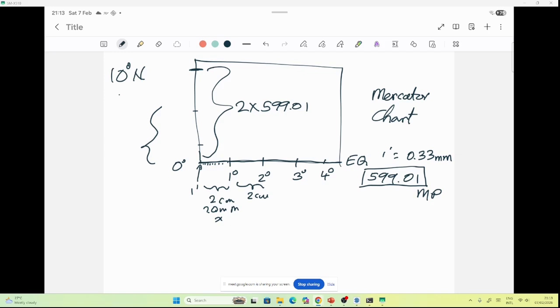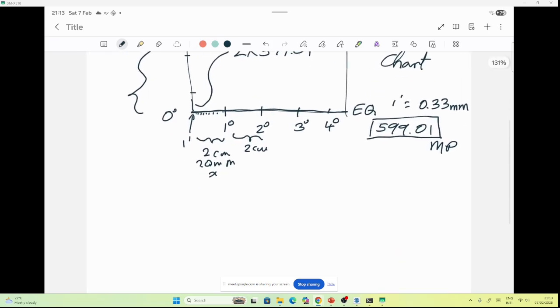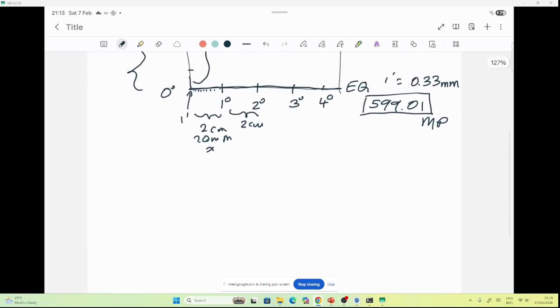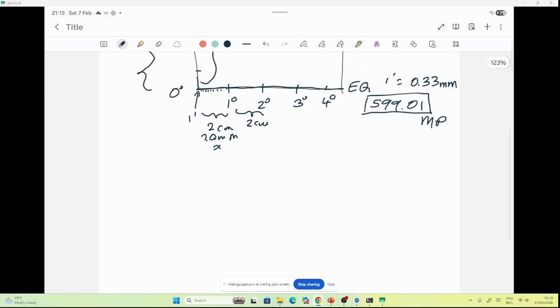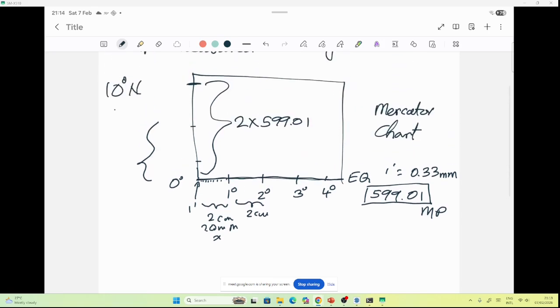Okay, right. So this 599.01, in very, very simple terms, if you take the longitude scale as 1, you have 599.01. If you go upwards along the latitude scale, you will find 10 degrees. So then you can create a Mercator chart.